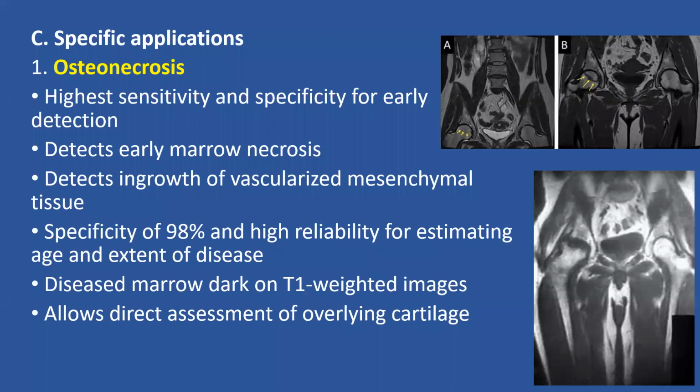MRI has the highest sensitivity and specificity for early detection. It detects early marrow necrosis. It detects ingrowth of vascular mesenchymal tissue. Specificity of 98% and high reliability for estimating the duration of the osteonecrosis and the extent of the disease. Diseased marrow is dark on T1 weighted images, and it allows for direct assessment of the overlying cartilage.